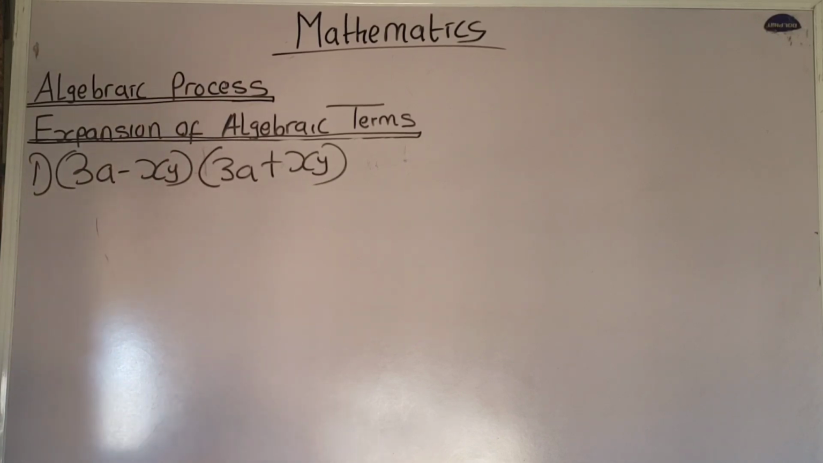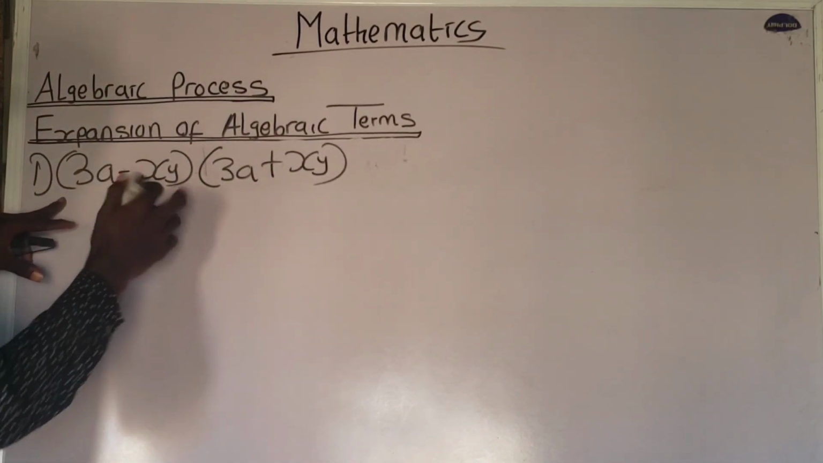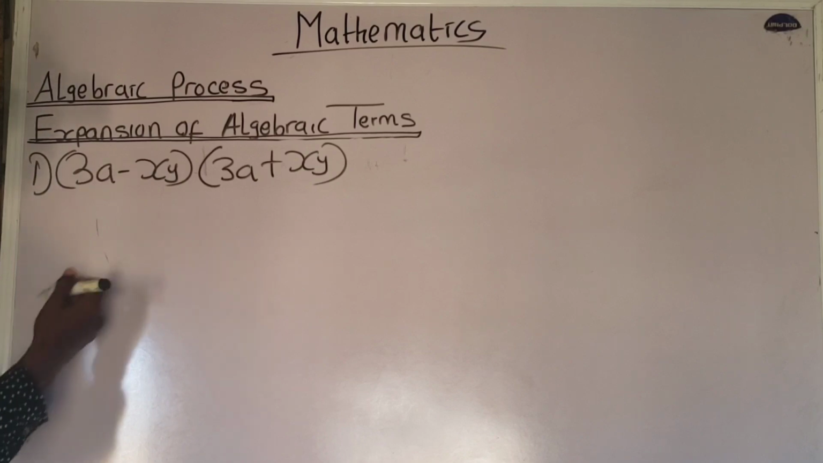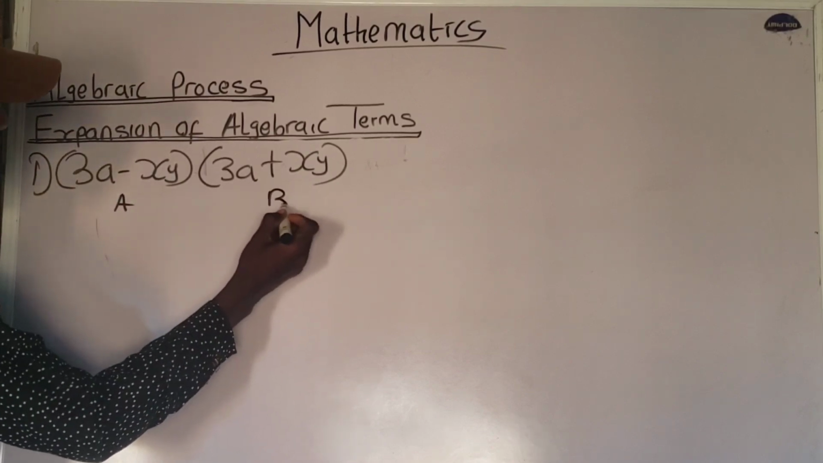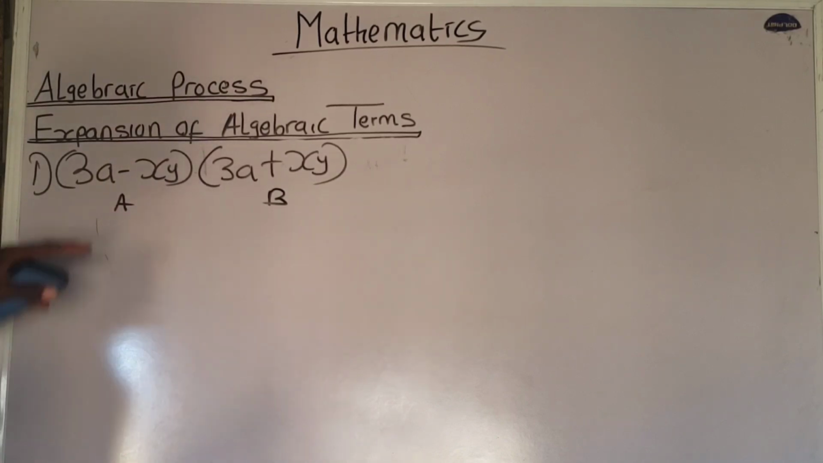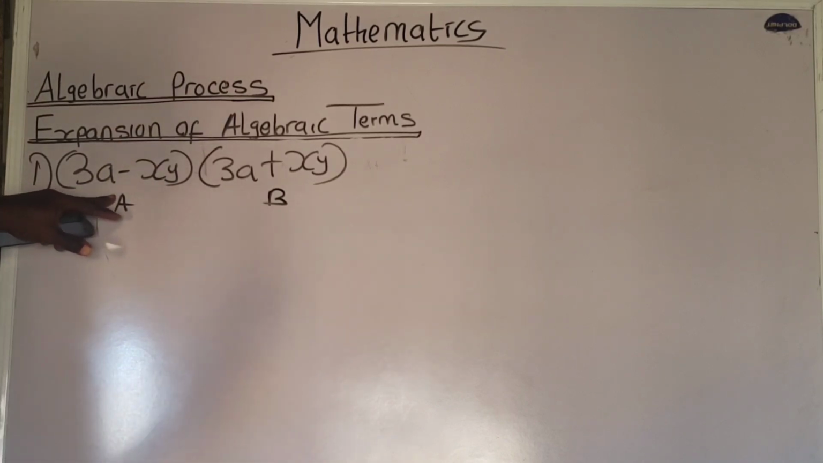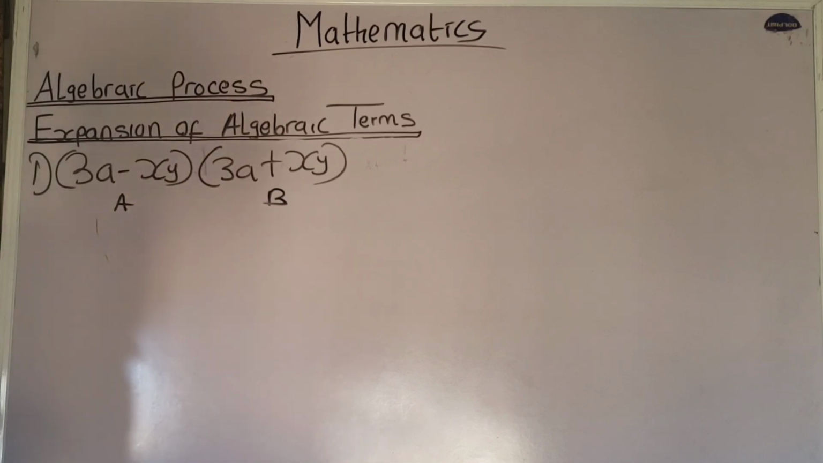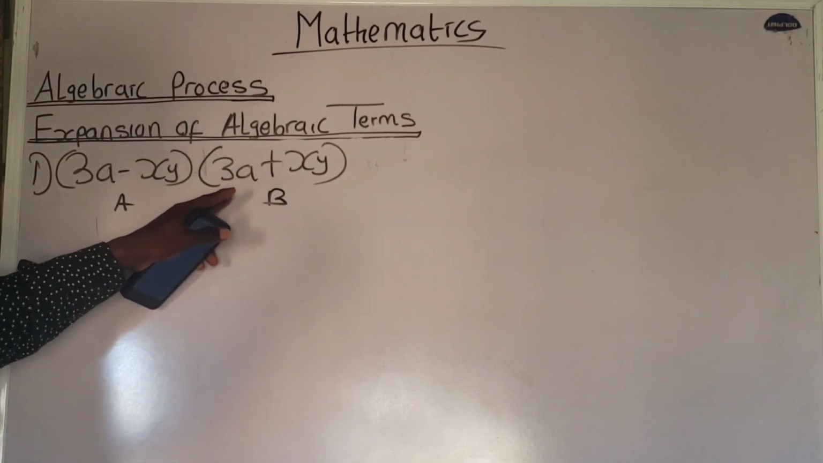So the first step here is that we are going to take the first term in the first bracket. You understand? This is the first bracket, and this is the second bracket, okay? Now we are going to take the first term in the first bracket. The first term is the term that came first, and this is the first term. 3a is the first term, and then we are going to use it to multiply all the terms in the second bracket.